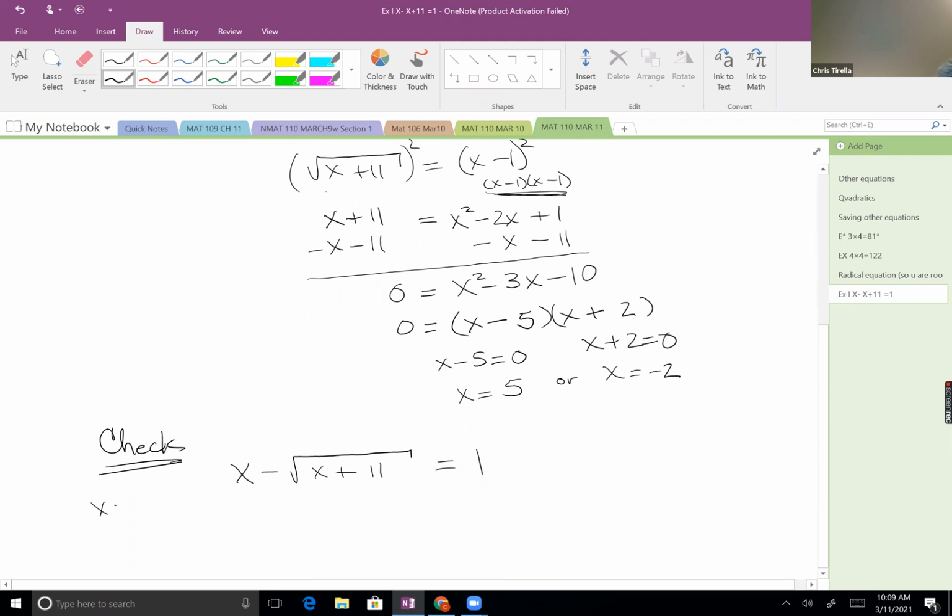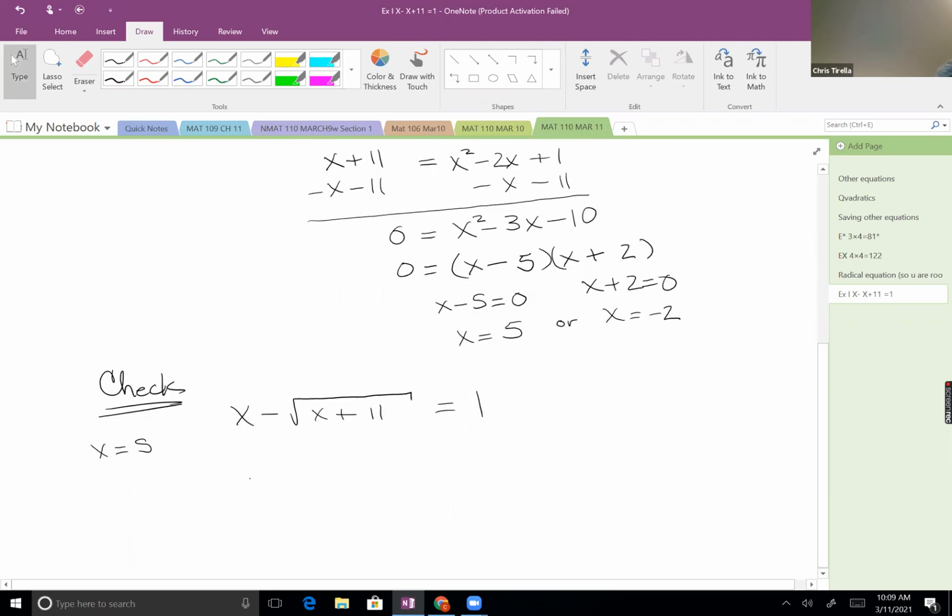And so if x equals 5, I get 5 minus the square root of 5 plus 11. And I want to know, does that equal 1? So that's 5 minus the square root of 16, or 5 minus 4 equals 1, and it checks. So this one's good.